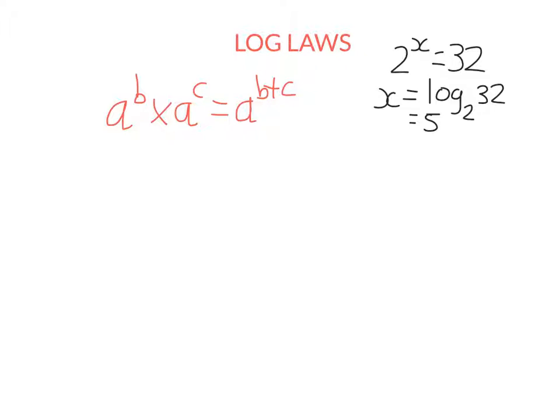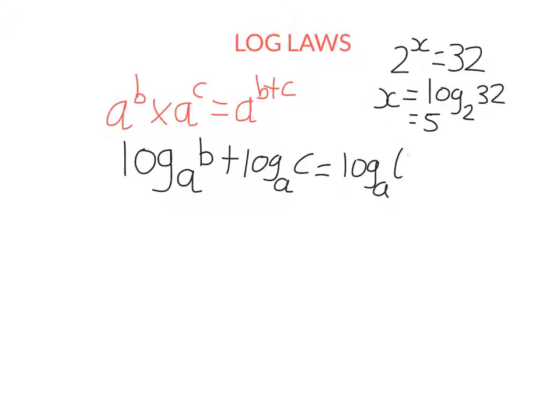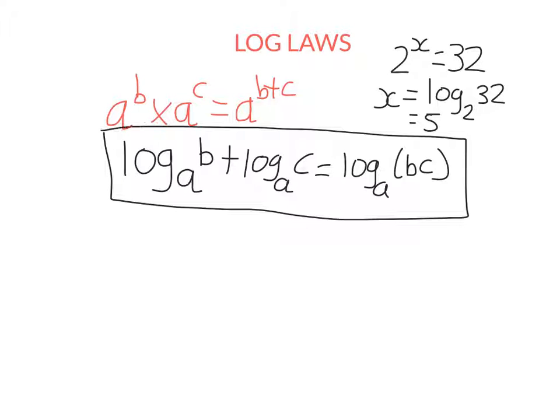So the opposite is true for logs because they undo raising to a power. If you multiply bases, you add the powers. So with logs, if you add logs, you multiply the powers. So if I have log_a of b plus log_a of c, so same base, keep the same base, and this time we multiply the powers. So that is our first log law. When you add logs, you multiply the powers. Just like with index laws, you need to have the same base for this to work.